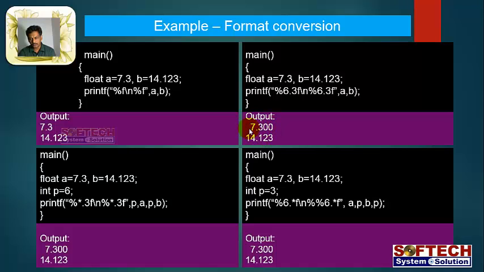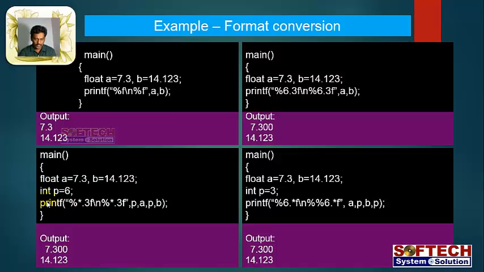So it gives one blank space, then prints 7.300. The second is backslash n, a new line. The second one is %6.3f. So the total space is 6, after the dot is 3, and the dot is also included in that count of 6. So the remaining is 2 for the 14. The value is 14.123, so it is formatted.